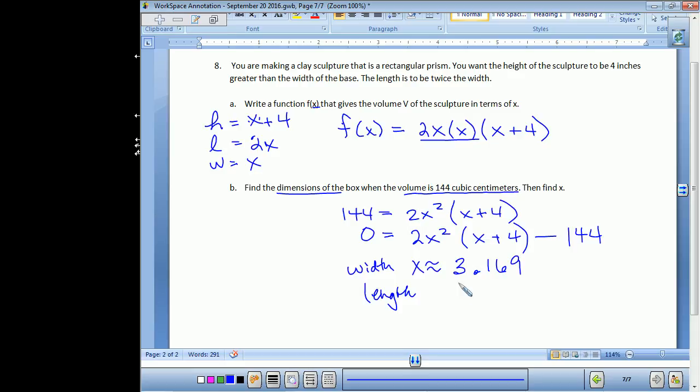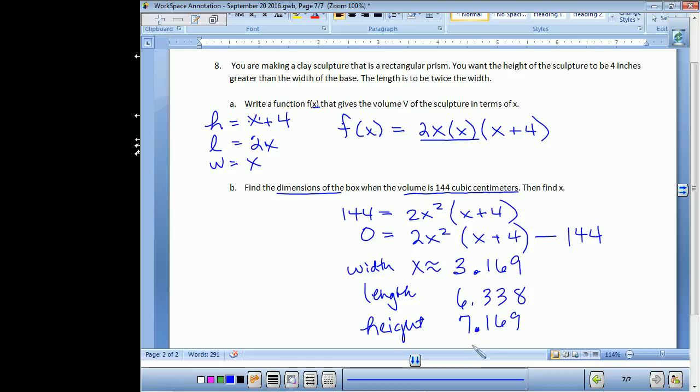So, let's say 6.338, and our height would be plus 4.